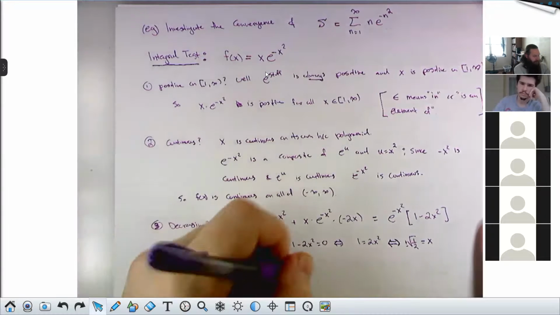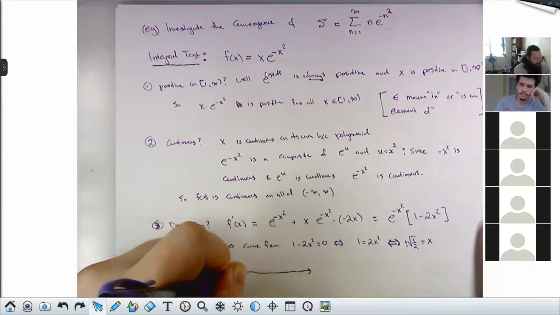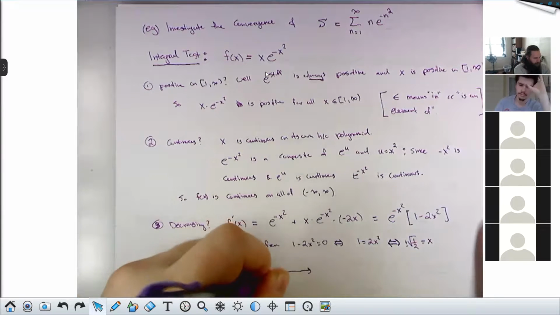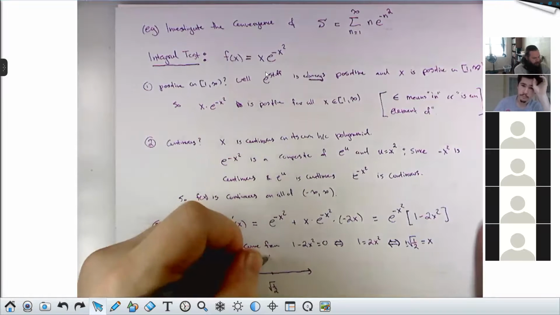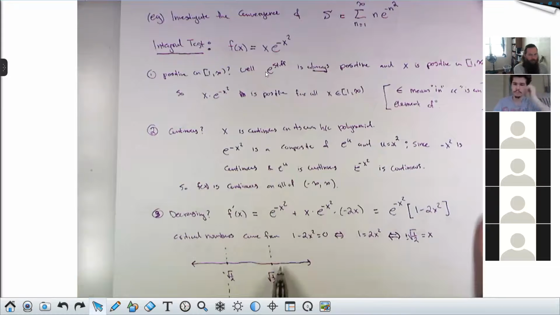I'm only interested in the positive one, but I'm going to do the whole number line here. So we'll do negative square root 1/2, positive square root 1/2. And in each of these regions, my function will either be increasing or decreasing. Just for the record, 1 is over here. The square root of 1/2 is smaller than 1.